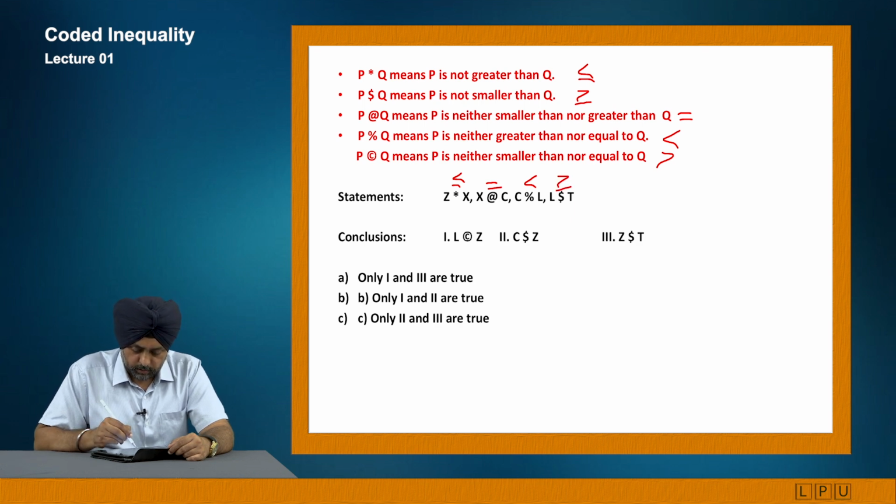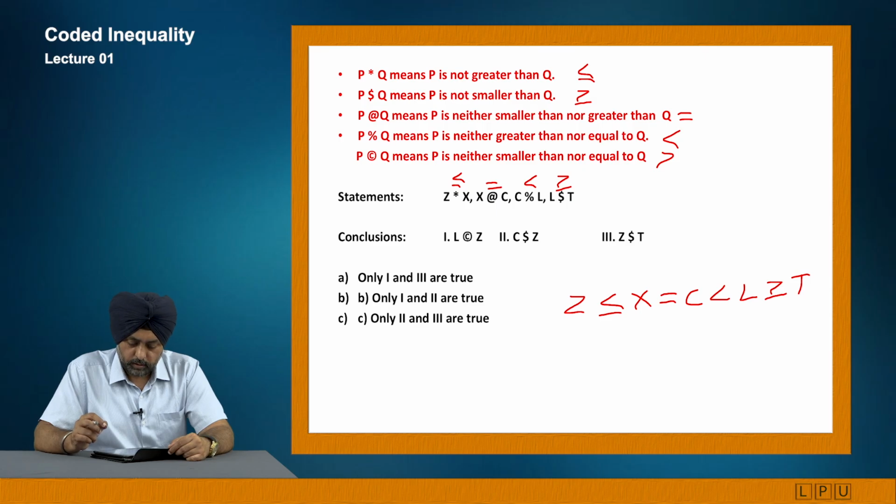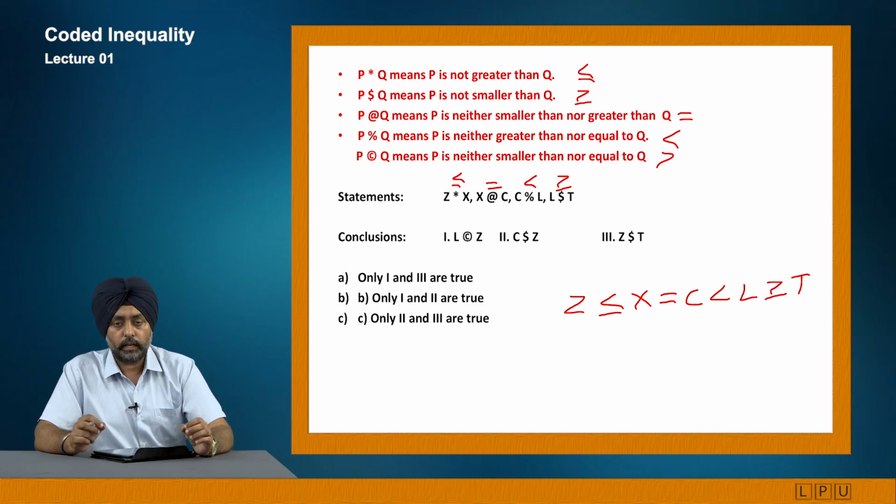So again we will make a single statement, and that statement will be Z is less than or equal to X, X is equal to C, C is less than L, and L is greater than or equal to T, because dollar means this. So this is our single statement. As we have done in the previous questions, the first step is to make a single statement. Let us solve the questions now.